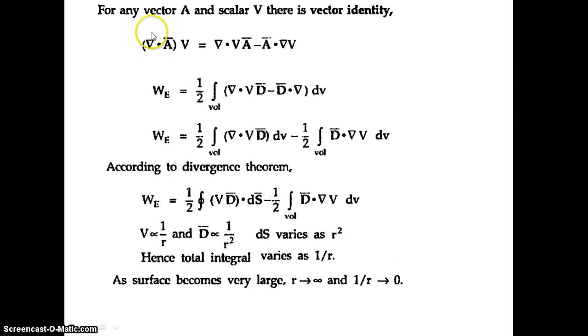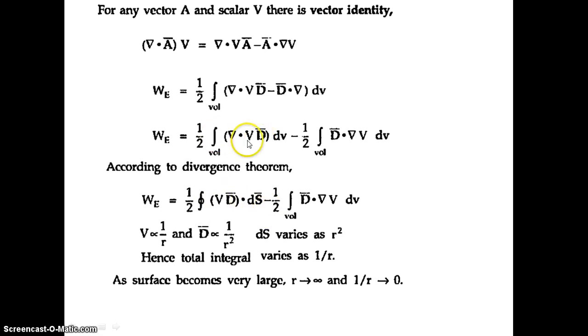Now for any vector A, consider some vector identities and simplify this equation, which gives half del dot V D dV minus half volume integral D dot del V dV. Remember the first term tends to 0, because we write it in terms of the divergence theorem. In terms of the divergence theorem, half del dot V D we can replace as half V D dot dS.